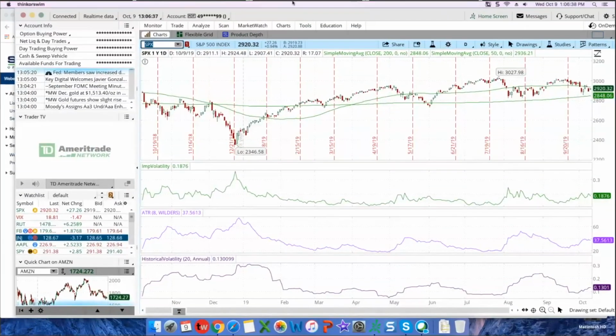All right, so how do I look at the world here? This is a ThinkorSwim chart, and here's how I'm going to do it today. I'm going to tell you how I look at the world, but I'm going to give you some good news. I don't know where the market's going. Let's jump in here and let's look at this.